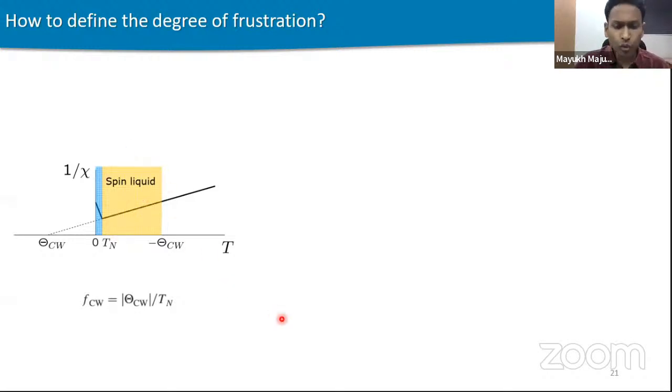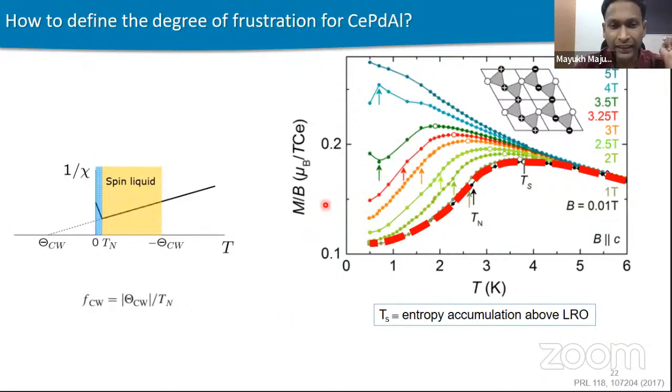To do that, what people have suggested is this: here on the right-hand side, you can see the M over H data for cerium, palladium, aluminum as a function of temperature. Just follow the red curve. You can see a hump-like behavior of the magnetization at a characteristic temperature called Ts, and below this inflection point, you have the long-range magnetic ordering. Not only that, they have also found that around this Ts temperature, there is a huge accumulation of entropy above the long-range magnetic ordering.